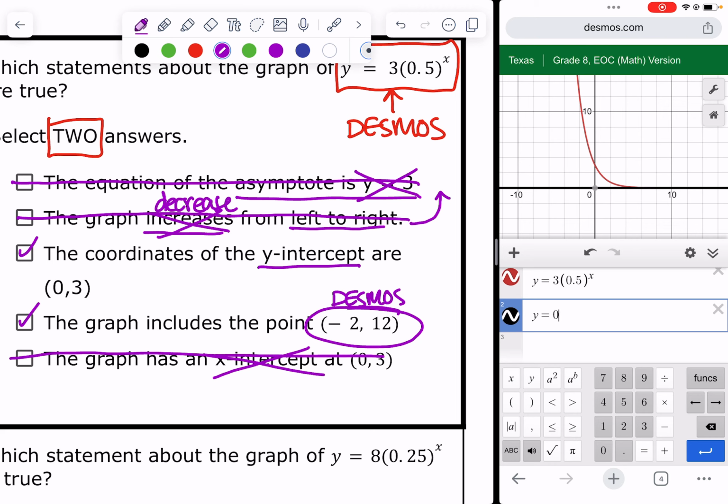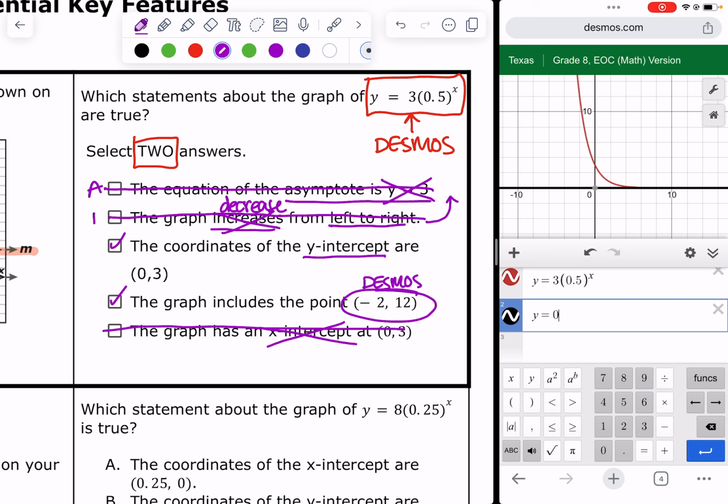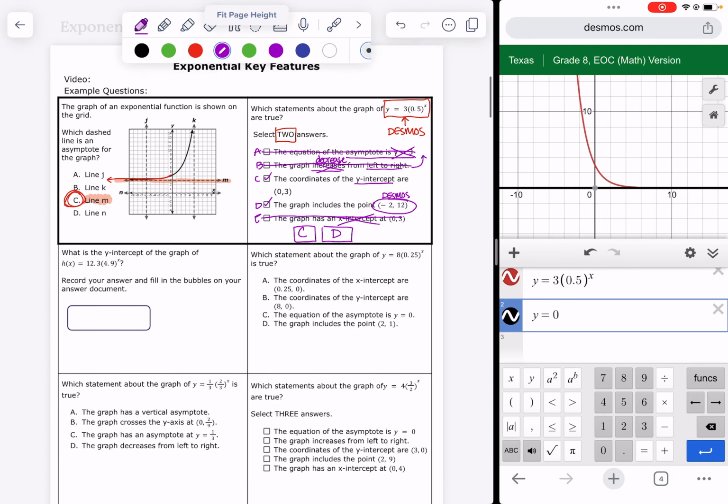So my answers are, we label this A, B, C, D, E. It would be C and D. All right, let's go to the next one.